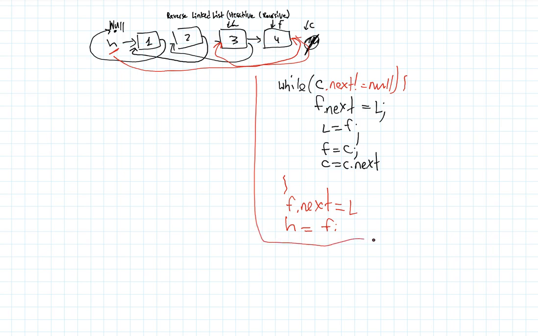And this is pretty much it. This is the pseudocode that will reverse our linked list using iteration. But this one is important here. If we use C instead of C.next, the condition will be like this, leaving us with 3 and 4 not fixed.